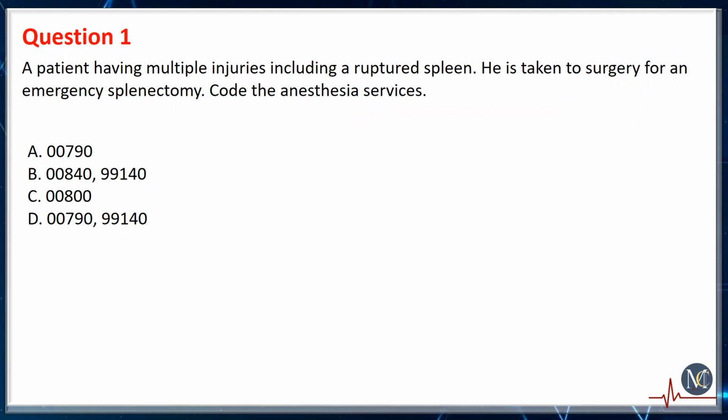Our first question is, a patient having multiple injuries including a ruptured spleen. He is taken to surgery for an emergency splenectomy. Quote the anesthesia services. Option A 00790, option B 00840 along with add-on code 99140. Option C 00800, option D 00790 along with add-on code 99140.